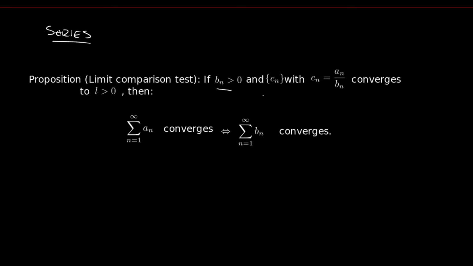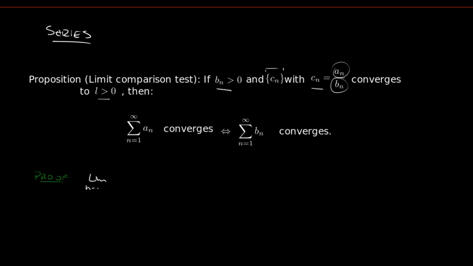In this proposition we have a sequence b sub n that's greater than 0, and we form another sequence, c sub n, by dividing the sequence a sub n by the sequence b sub n. We calculate the limit of this sequence c sub n, and let's say it converges to L. If this L is greater than 0, then a sub n will converge if and only if b sub n converges. So let's try and do the proof.